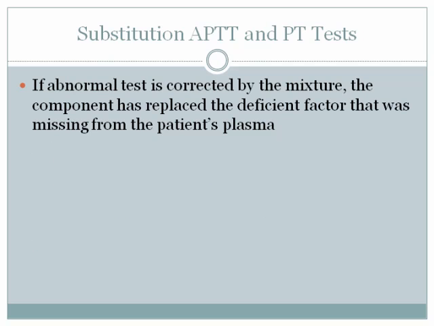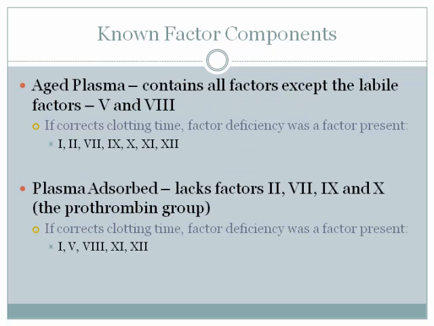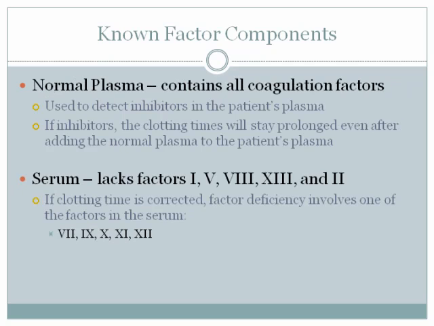If the test got better by mixing it, then the mixture has replaced what they were missing. So let's keep going here. I think it'll be easier when you see these substances that we can mix in. We're going to ignore the normal plasma here in just a second. But we can mix with a patient's plasma either a serum substance, an aged plasma, or an adsorbed plasma. And as you can see here, each one of these is listing factors that it contains and factors that it does not have. And it's basically like solving a puzzle.